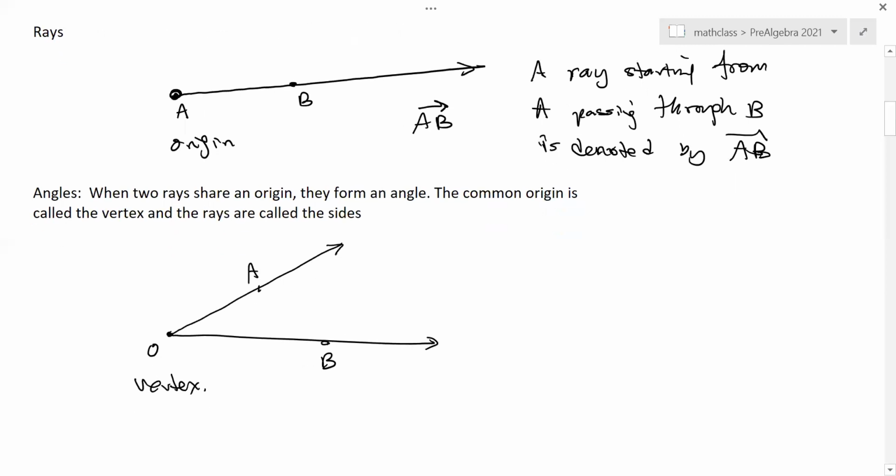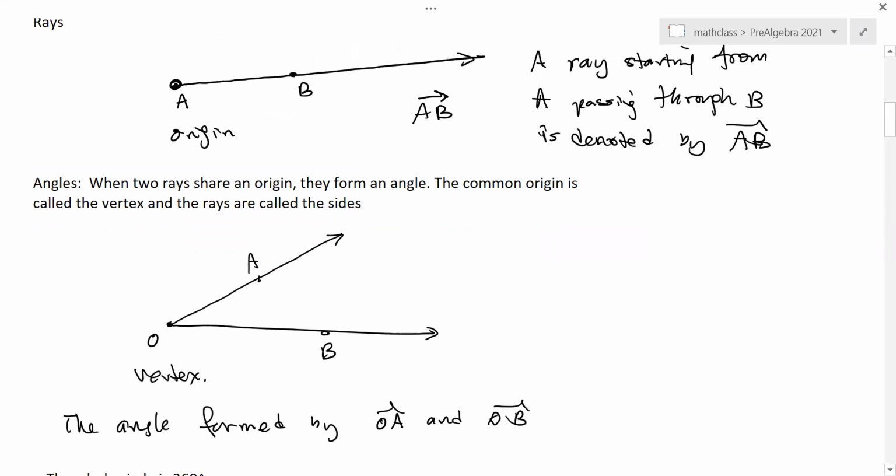The angle is also denoted as the angle formed by two rays OA and OB. We usually denote it by AOB, starting from A and going that way.